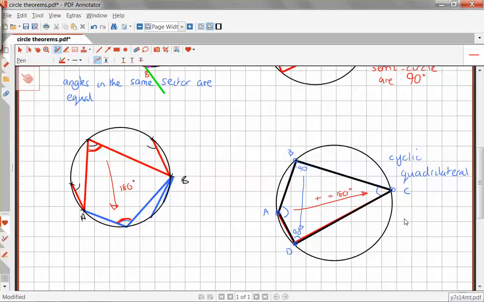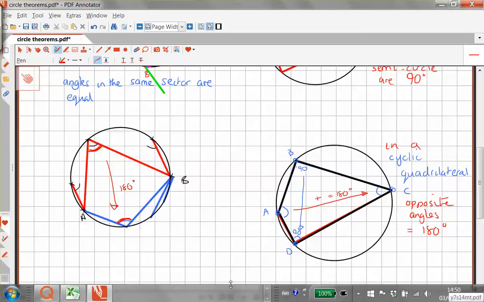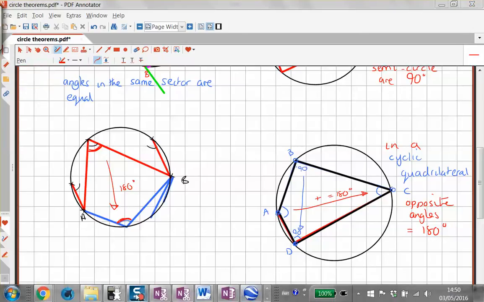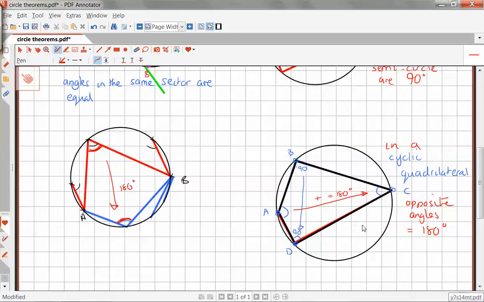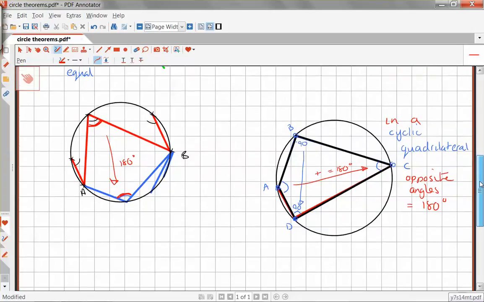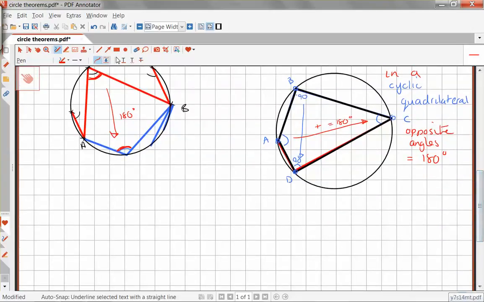Okay? So we'll just write in a cyclic quadrilateral, opposite angles equal 180 degrees. Okay? Can we draw? Yeah, you can write that down. Okay, drawing that. I need to draw another circle, so I shall do that.